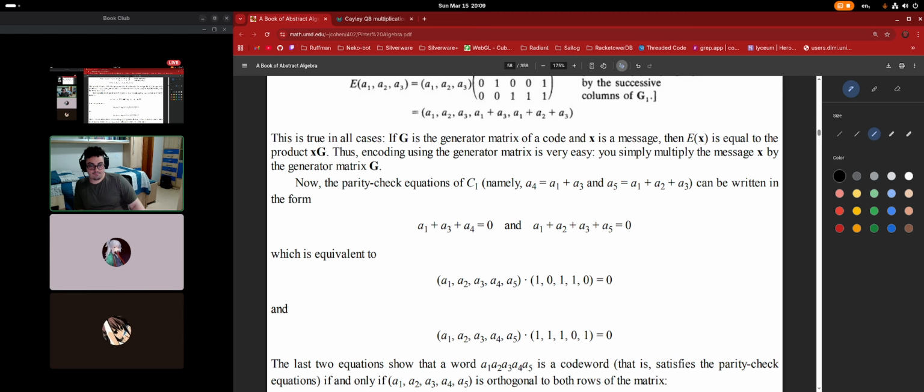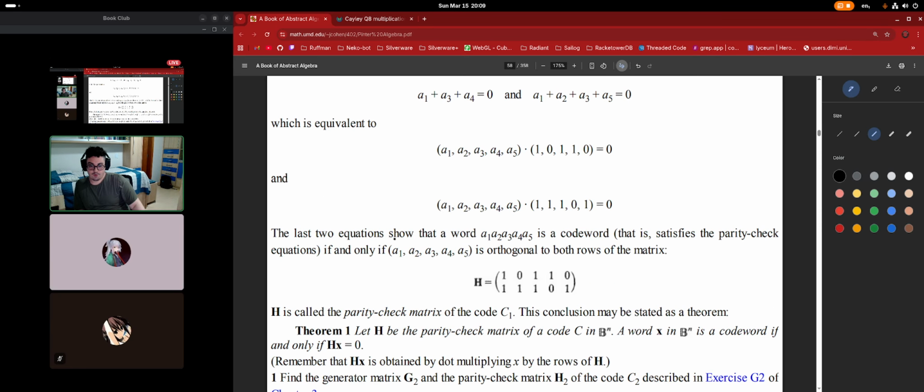Okay, and then we can signify the whole parity checks with a bunch of vectors. So the last two equations show that the word is a code word if and only if it is orthogonal to both rows of the matrix. This H is called the parity check matrix of the code C1. This conclusion may be stated as a theorem. Let H be a parity check matrix of the code C. A word X in C is a code word if and only if it parity checks. And the parity checking can be encoded as matrix multiplication.